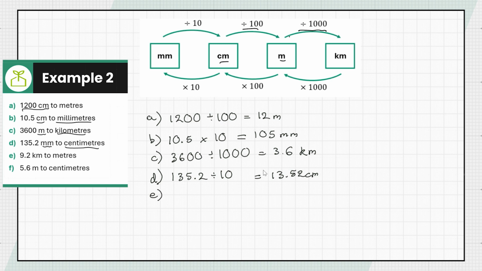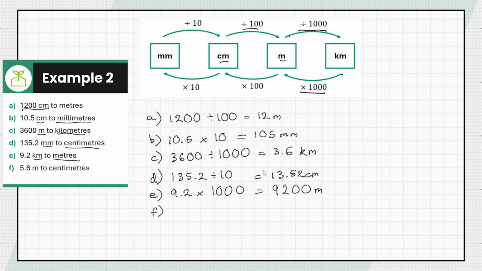For E, we have kilometers to meters. That means we're going from large to small, so we're going to multiply it by 1,000. So we do 9.2 multiplied by 1,000. Okay, so that's going to be equal to 9,200 meters.